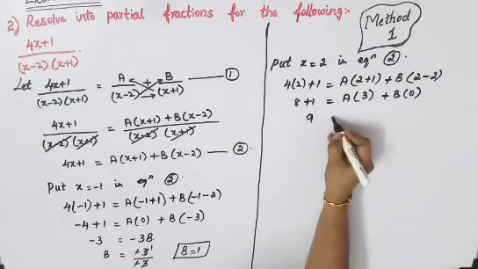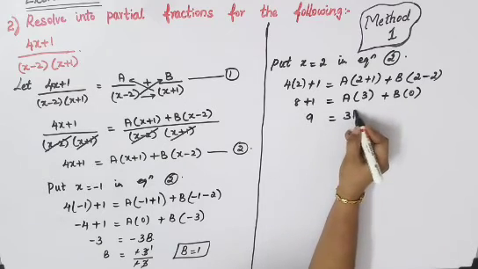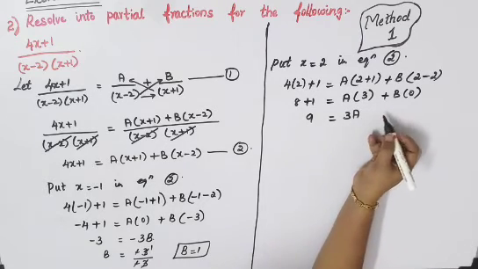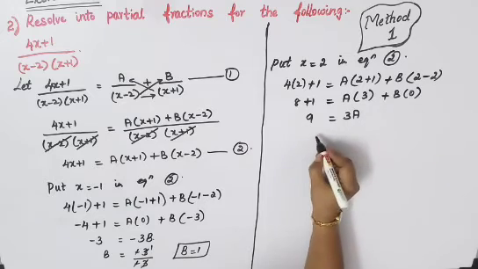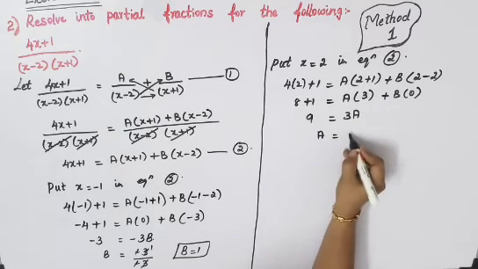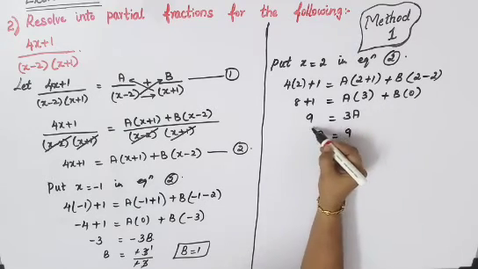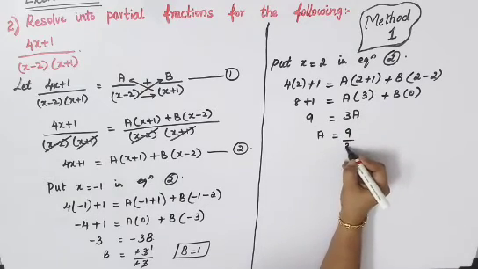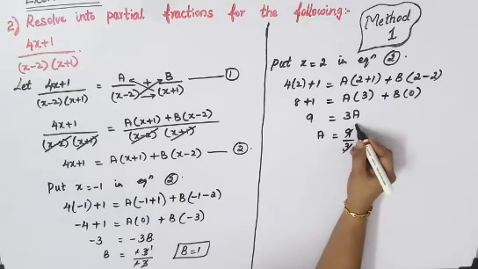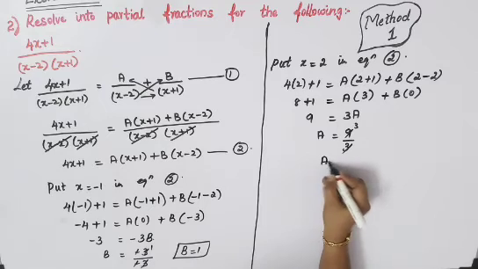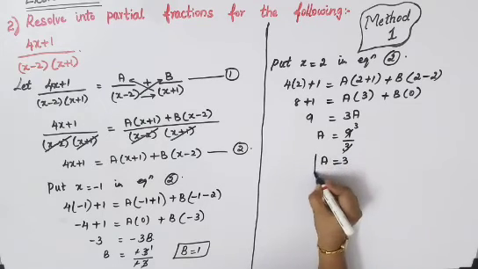So 9 is equal to 3a, I'll just write. Here this part will become 0 because b into 0 will become 0. So a is equal to 9, this 3 will have to bring to the denominator, so it will become divided by 3. Cancelling, you will get 3 times. So a is equal to 3.